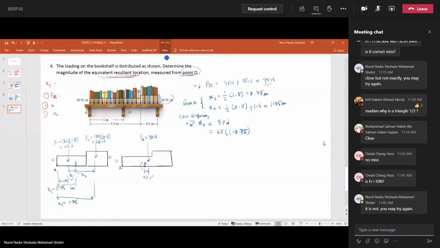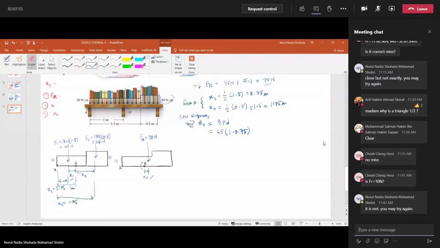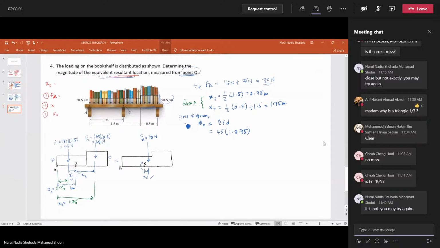Oh, I'm sorry. I actually define the rotation to be this way. Okay. Then minus 25 for force 2, (1.75) minus 1. So you get negative 7.5 Newton meter for counterclockwise. So it should be 7.5 Newton meter clockwise.